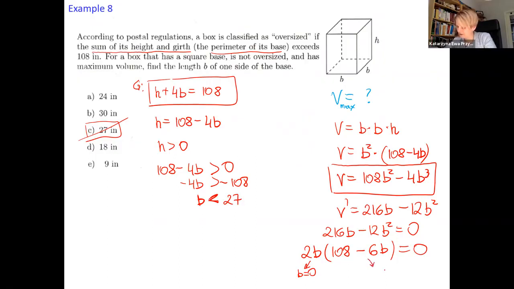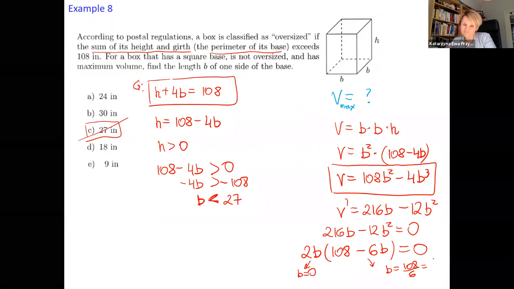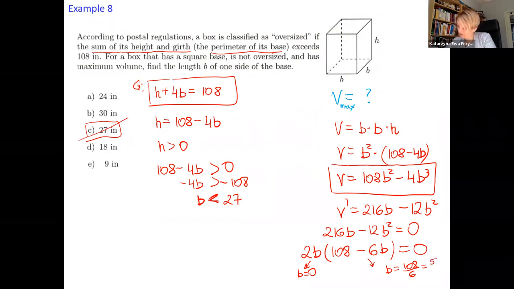0 is not a good number. And this will give us 108 divided by 6. What we can do, divide by 2, 54, divide by 3. What is 54 divided by 3? 18. Yes, thank you. I thought that I lost my students completely. Yes, 18, I think it's too long. Yes, it is 18.